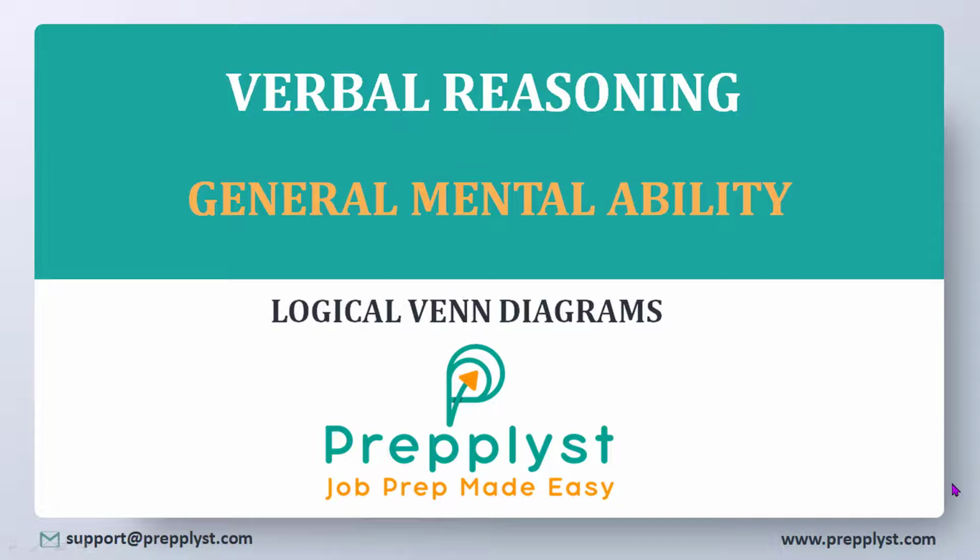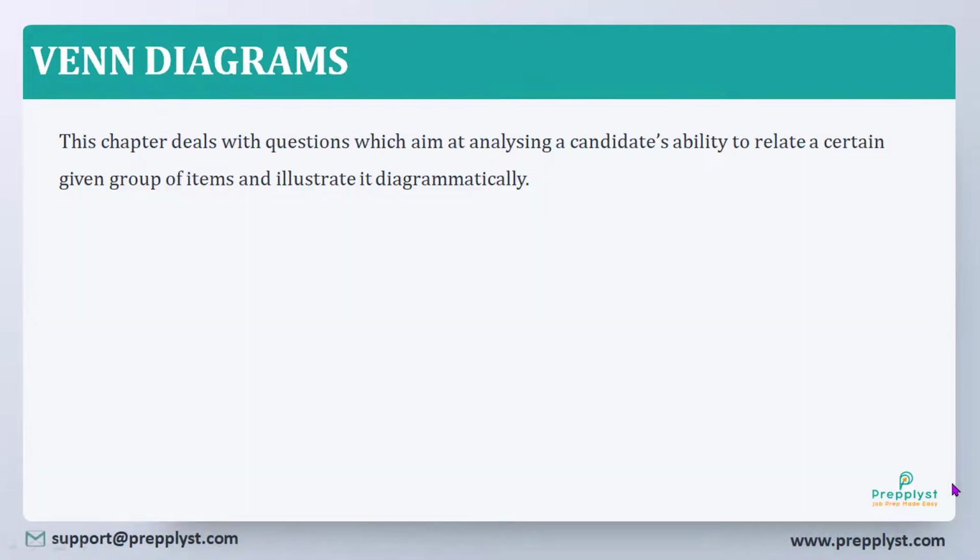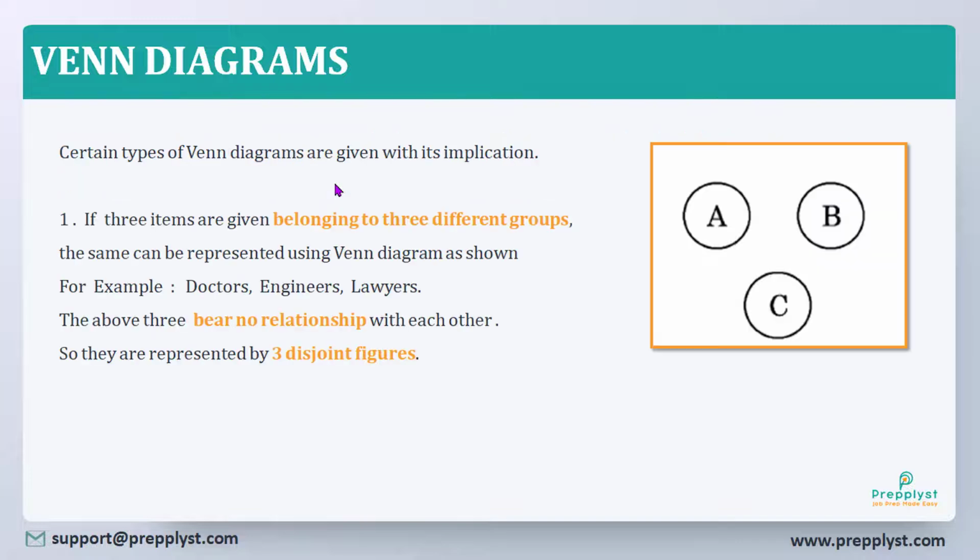So in this video, we would take up some important concepts related to logical Venn diagrams. This chapter deals with the questions which aim at analyzing a candidate's ability to relate a certain given group of items and illustrate it diagrammatically so that you can understand the relation better and answer your questions quickly. Now we would see certain types of Venn diagrams and we would illustrate the relationships between different items.